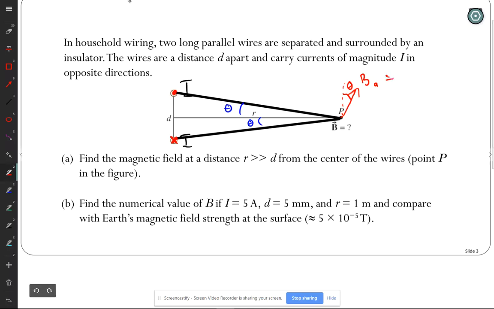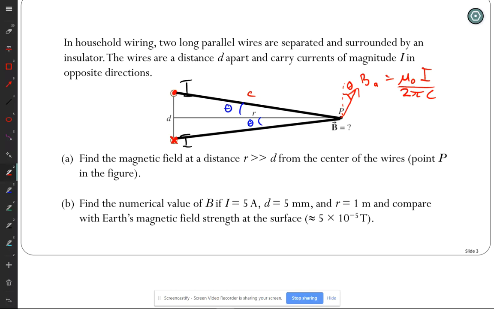Now, BA is going to have a magnitude of mu naught times I over 2 pi. And to make my life easy, I'm going to call this side of the triangle C for now. C is the separation from my current to my point. Remember, the equation that we had was mu naught I over 2 pi r, and r was the distance from the wire to where we find the magnetic field. Since r is already taken in this problem to mean something else, I'm using C for that variable. So that's the magnetic field due to the top wire.